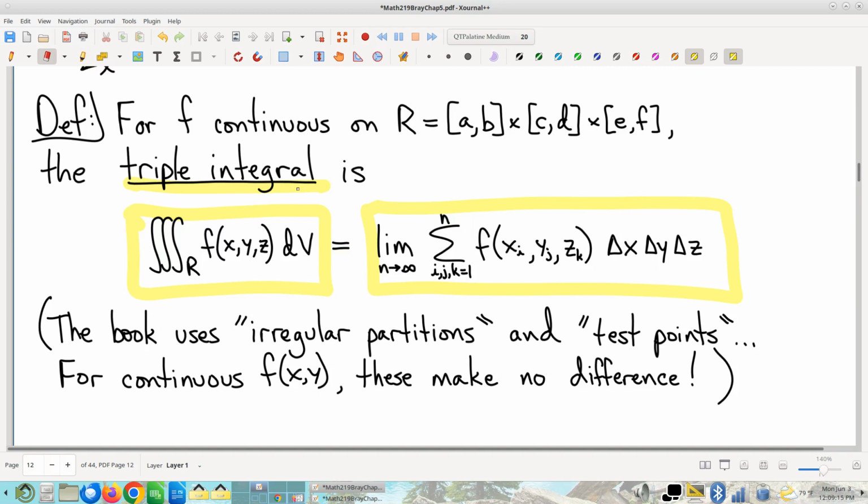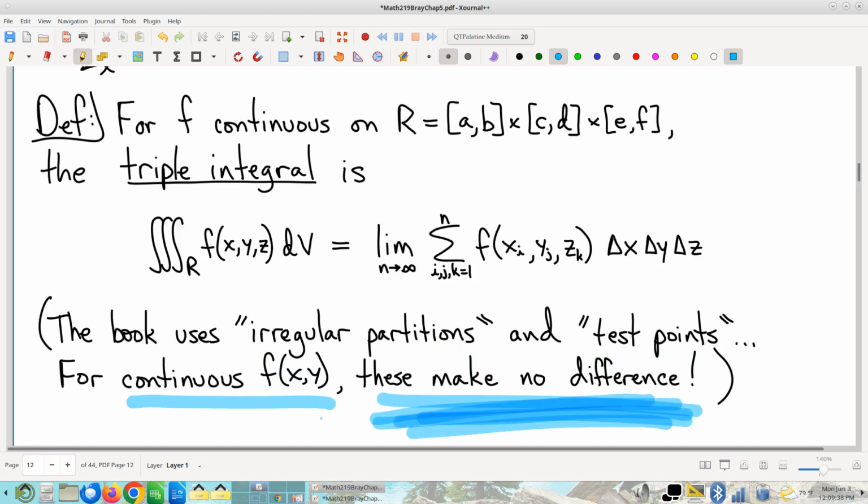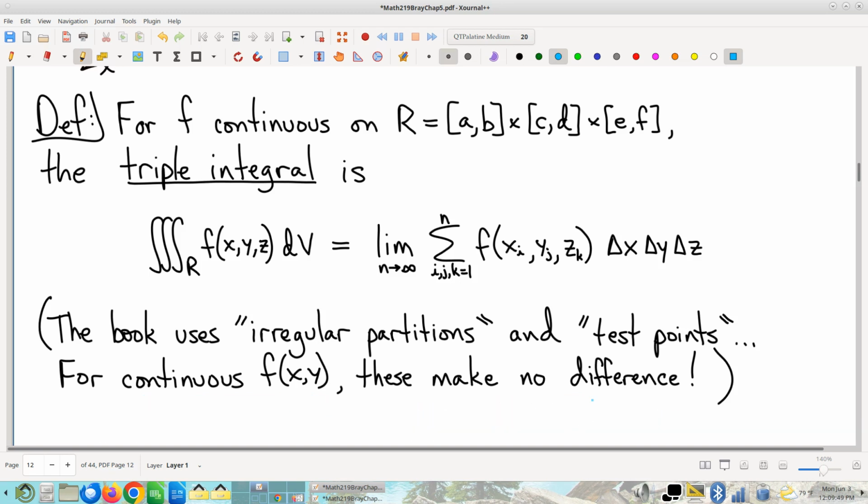All right, now again, for good mathematician reasons, the book talks about irregular partitions and arbitrary test points, and again, there's good reasons to want to do this. It's also, however, true that for what we're interested in, namely if the integrand is continuous, these don't make any difference at all. It's a little bit of an overstatement to say there's no motivation to do it at all, but certainly it's not anything that we need to be interested in ourselves, so we're not going to worry about all that stuff. You are absolved of any responsibility for those generalizations that the book does.